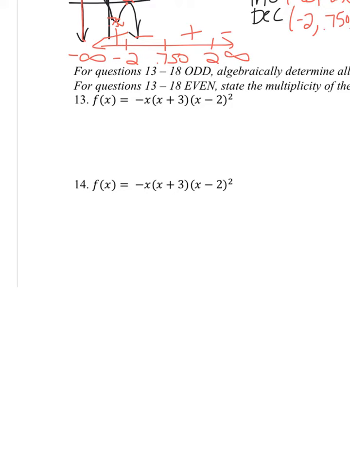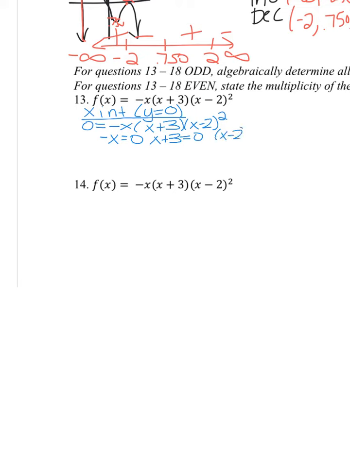So this really isn't that bad for this function because here it's already factored for me. So let's do x-intercepts first. X-intercepts are where y is equal to 0. So this is 0 equals -x times x plus 3 times x minus 2 squared. It's already factored for me, so I set each of my factors equal to 0, and then I solve.